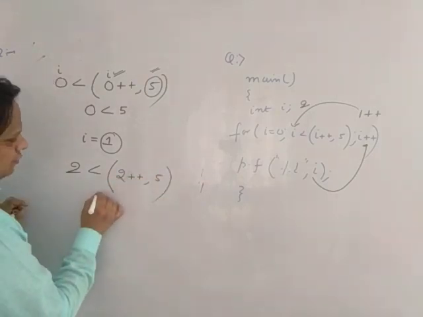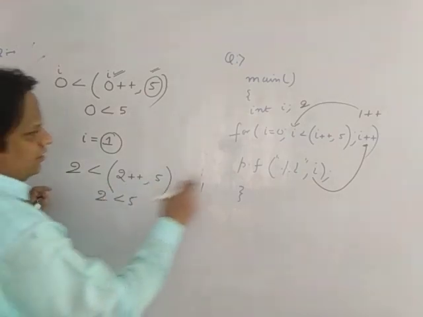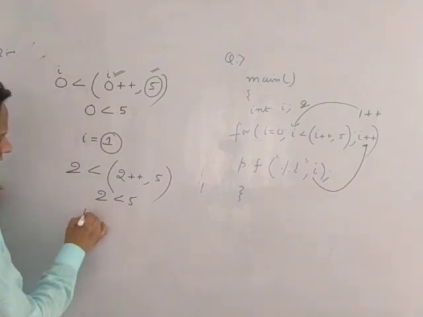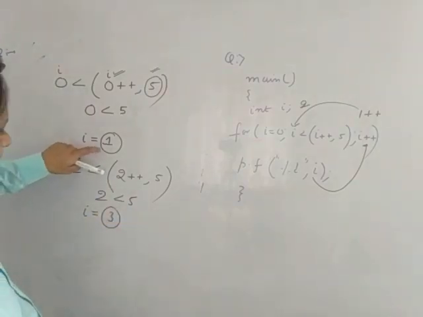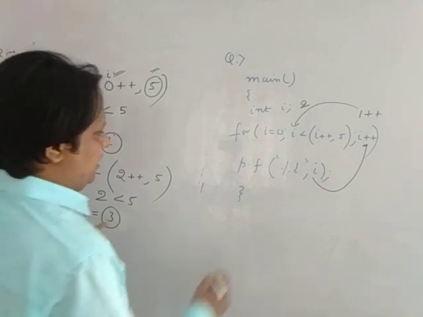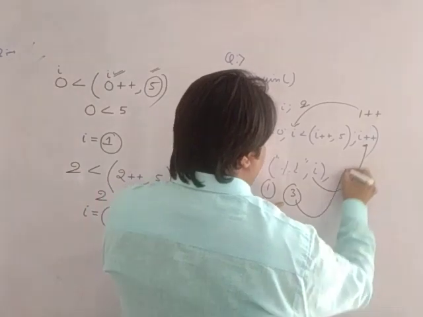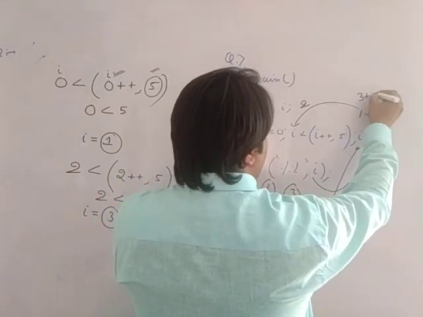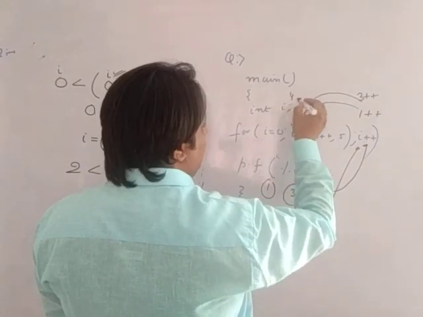So this is 2 less than (2++, 5), which again is equivalent to 2 less than 5. But because of this 2 plus plus, when you come to this printf, you are printing what? 2 plus plus, now it is 3. So first 1 gets printed, then the value of i becomes 3. Now after 3, when you reach here, it is 3 plus plus, so when you come here, it is 4, right?